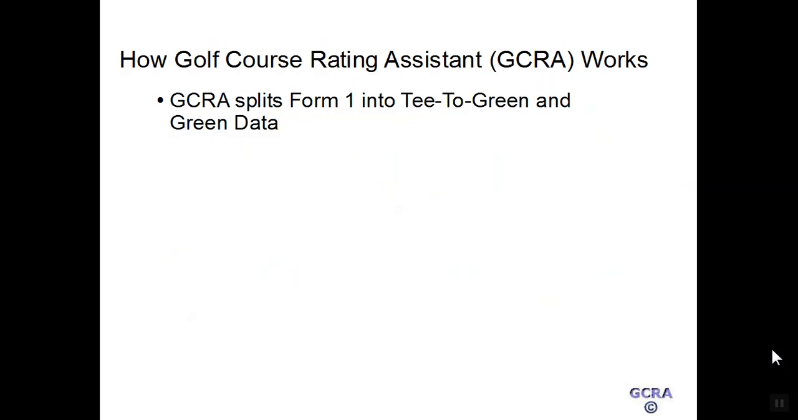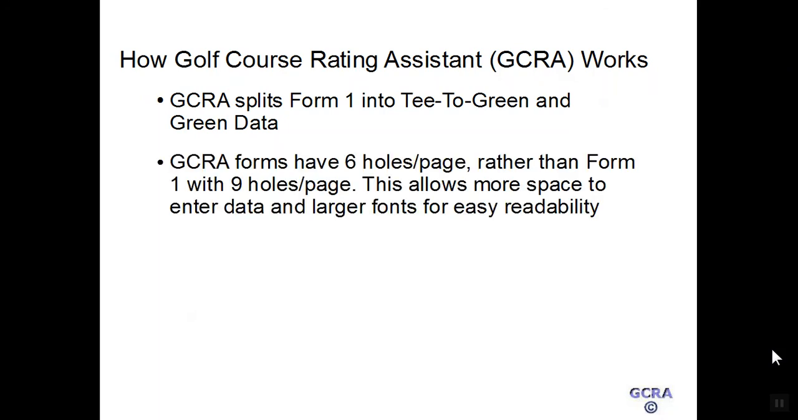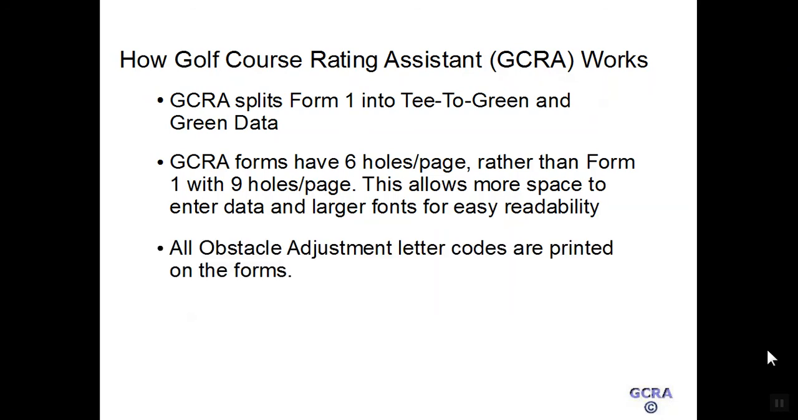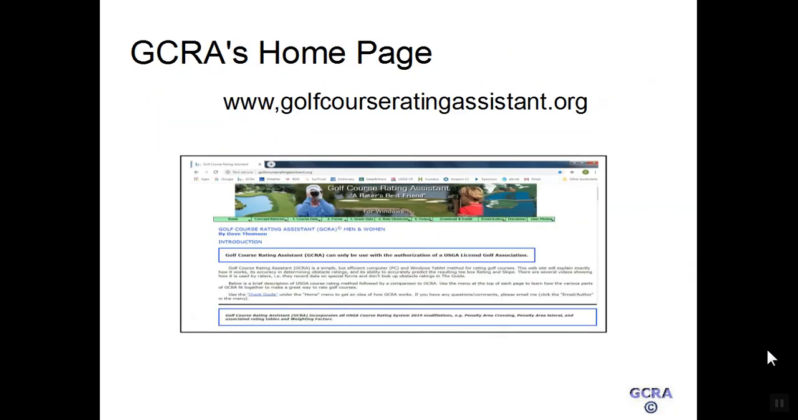As I said before, GCRA splits the Form 1 up into tee to green data forms. Each of those forms has 6 holes on the page rather than the Form 1 with 9 holes. This allows for more space to enter the data in larger fonts, easily readable. All obstacles and adjustments for all obstacles are printed on the form, and this is my website that you can go to. You can copy it down and read all the details. My website has much more detail than you see in my videos, but that's because when I first wrote it, there's an awful lot of data in there, and I decided to put it all up there.